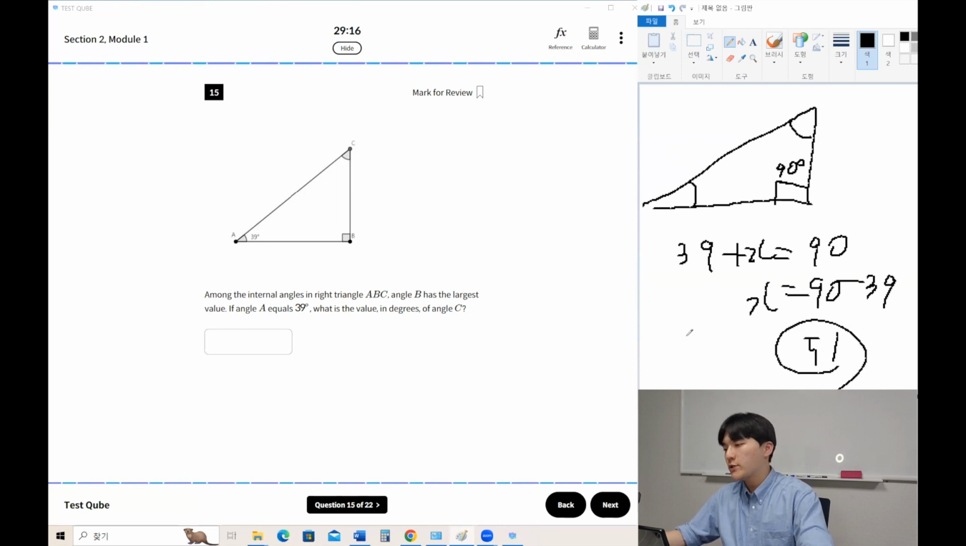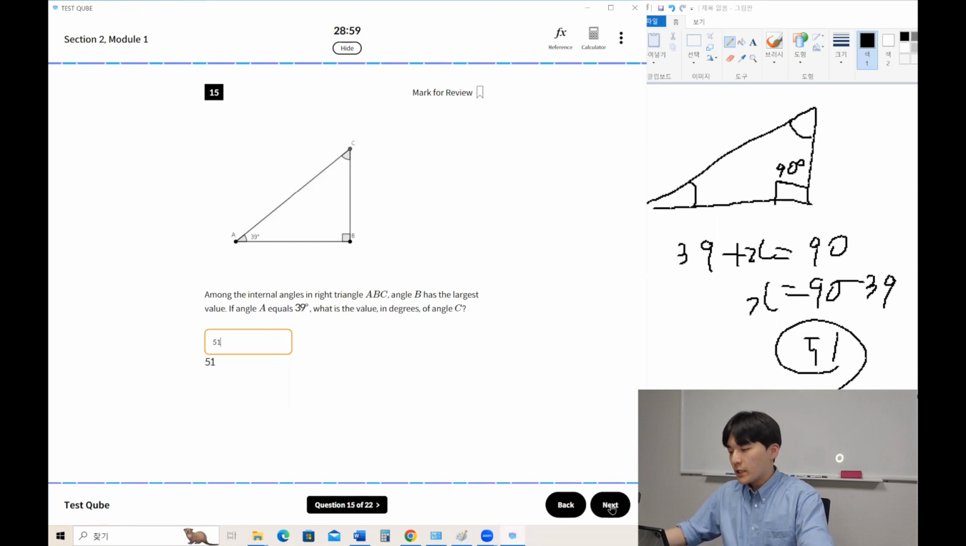Okay, another way we can do it is if you know the total of the angles of a triangle, the sum of it is 180, then you can do 90 plus 39 plus x is equal to 180, and you would be getting the same answer. So we can plug in the answer, 51, and we can move on.